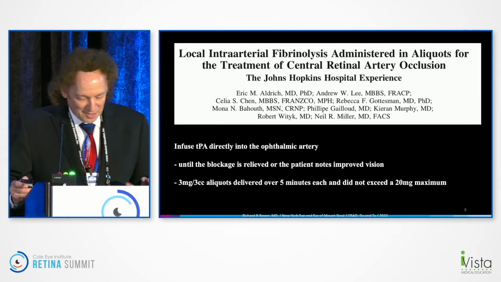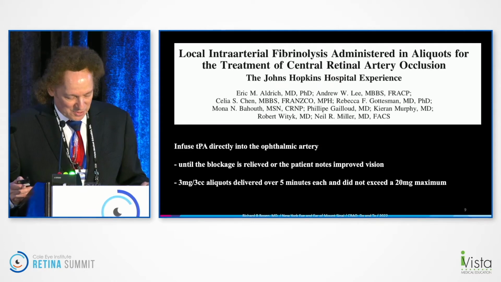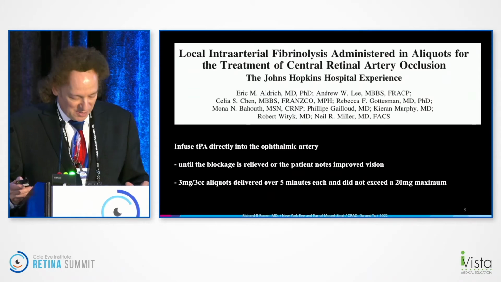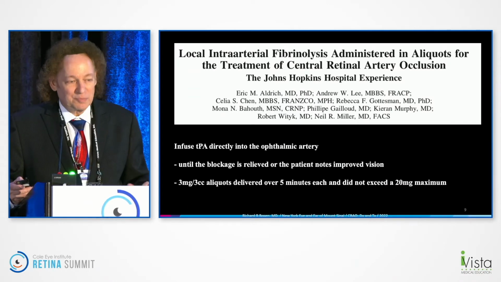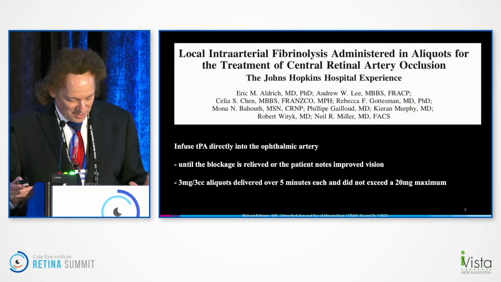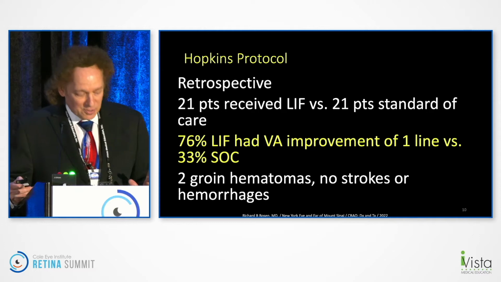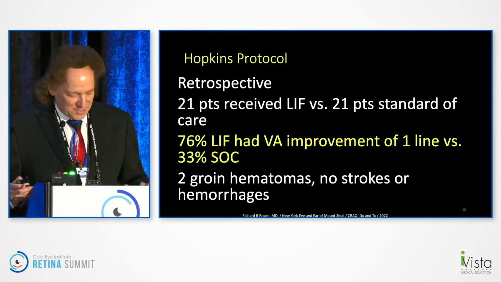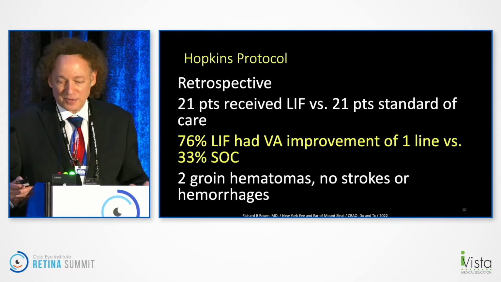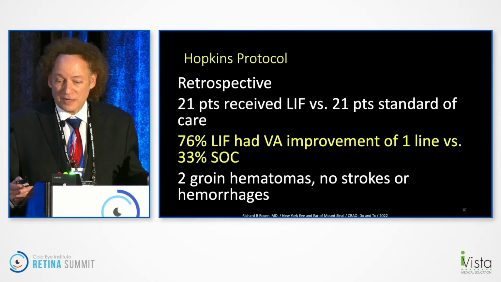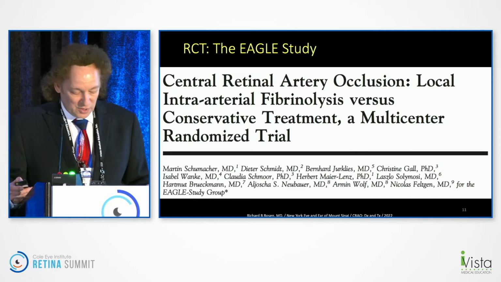Now, a lot of people have been thinking about this for a long time. This was a protocol that was done at Hopkins, and they used TPA to break up the embolus, or thrombolysis, using small aliquots given every 5 minutes. And they had pretty good results. Basically 2 to 1, 75% of the patients improved as opposed to 33% who had the standard of care, and very few side effects.